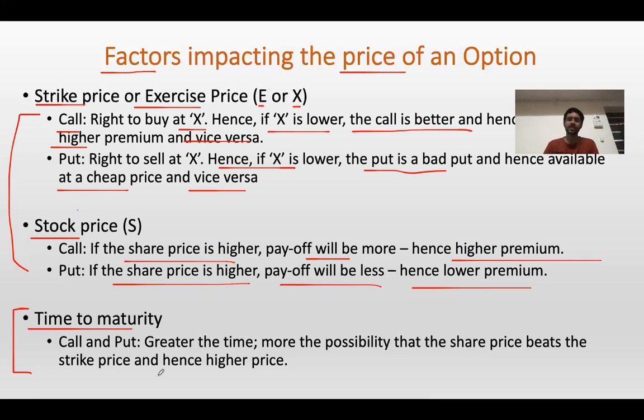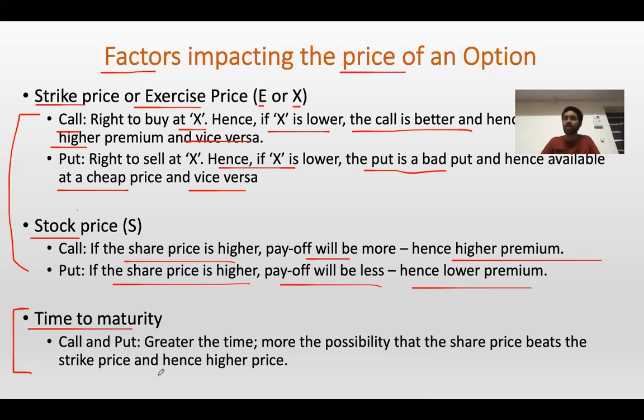So now let's say I'm giving you two possible scenarios. The first possible scenario is the option is going to expire tomorrow. The second possible scenario is the option is going to expire after 1 year. Which is a better option? The better option is an option which has a time to maturity of 1 year rather than 1 day.